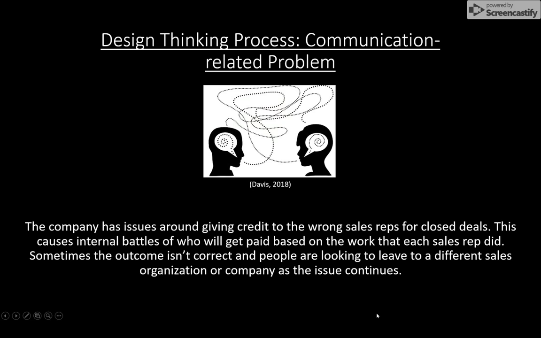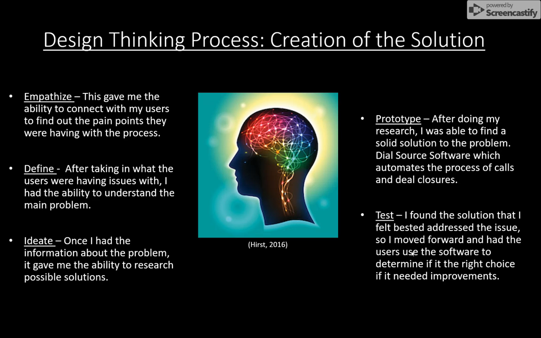With my communication related problem, and based off my users, the company has issues around giving credit to the wrong sales rep for closing deals. This causes internal battles of who will get paid based on the work that each sales rep did. Sometimes the outcome isn't correct, and people are looking to leave to different sales organizations or companies if the issue continues. We don't want to lose our top sales reps, right? So we need to address this issue and make sure they're happy and that they're getting their accurate pay, right?